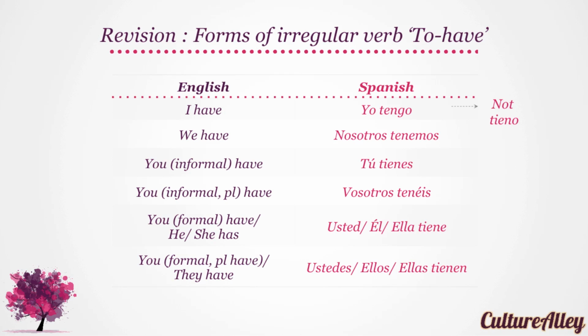One more time. Tú tienes. And its plural form is vosotros tenéis. Formally, you have and he or she has is translated as usted tiene or él or ella tiene. The plural forms you have or they have translate to ustedes tienen or ellos or ellas tienen.